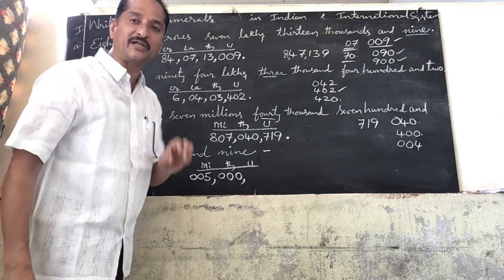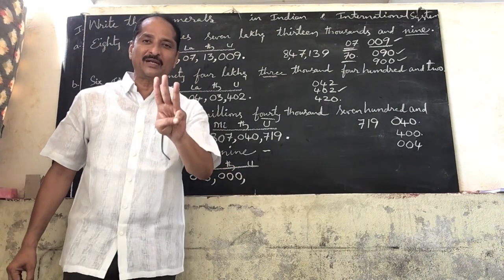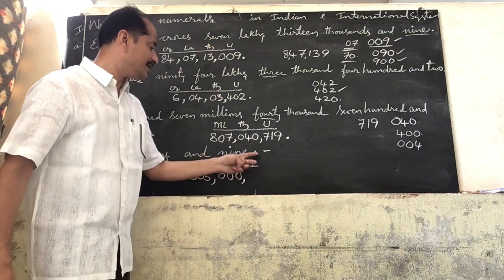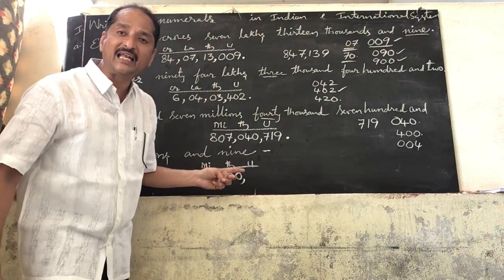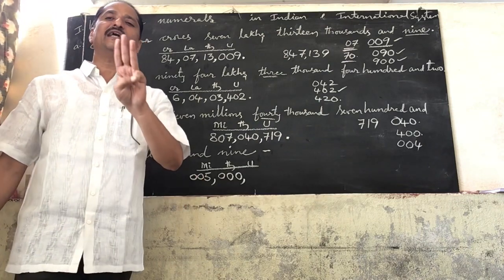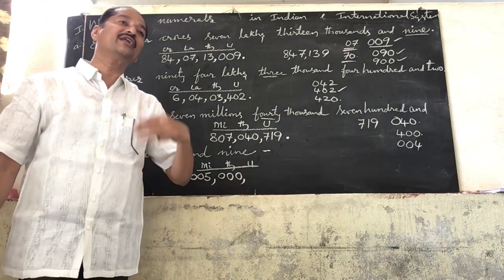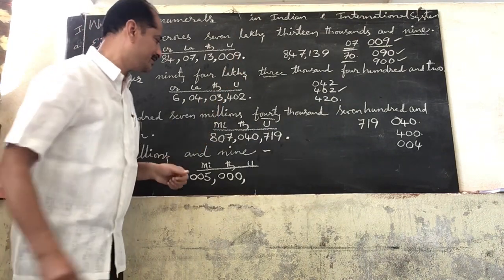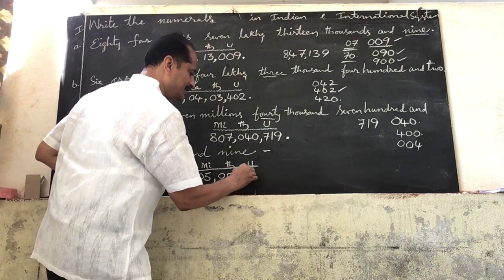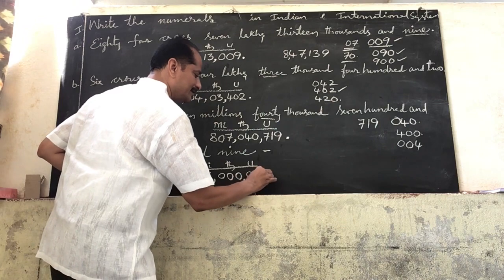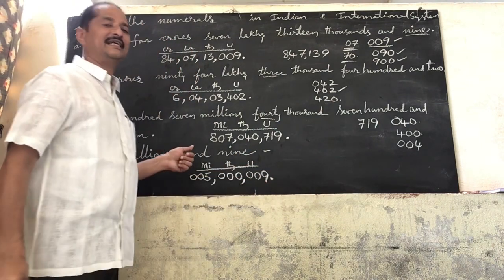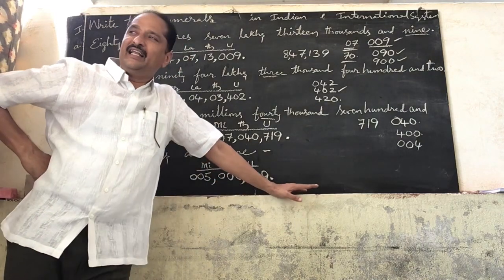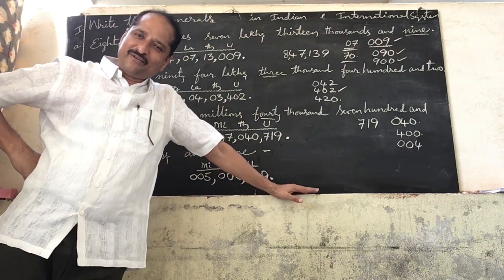Next lower than thousands period, units period. Units period has 3 places. But what is given in units period? Only 9. 9 we should write in 3 digits. How can you write 9 in 3 digits? Already we have written. Very good. So that is 0, 0, 9. So this is writing number name and numeral in the Indian and international system of numeration.